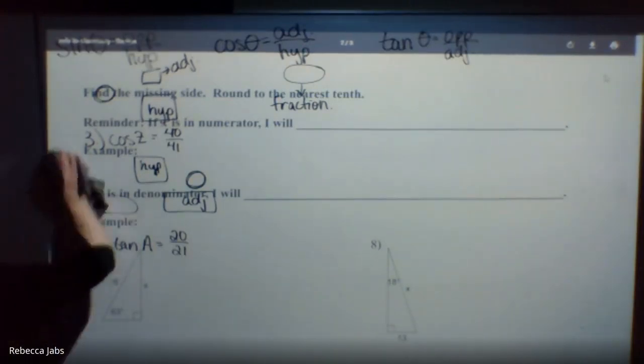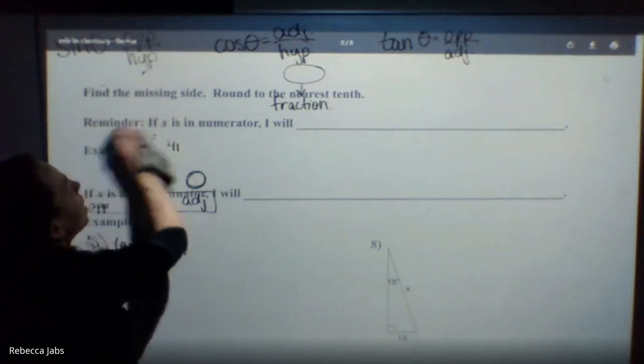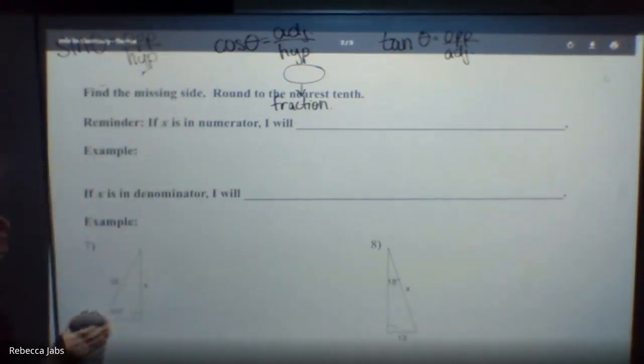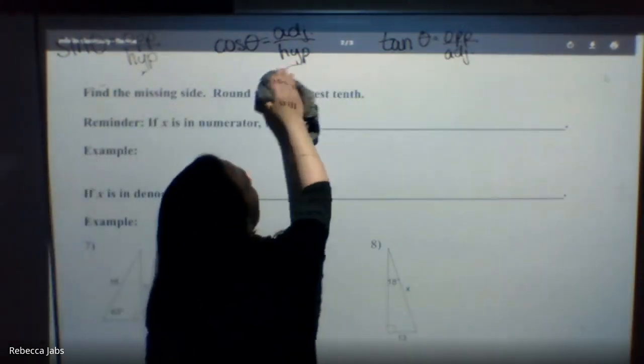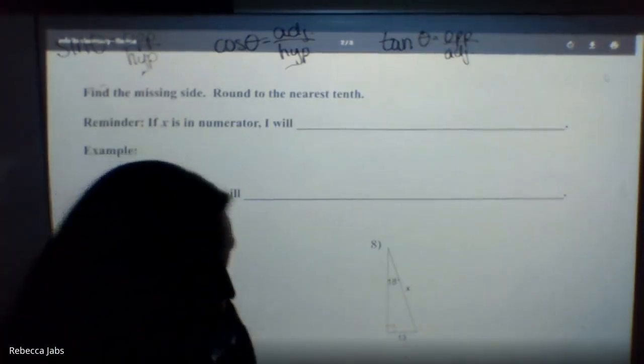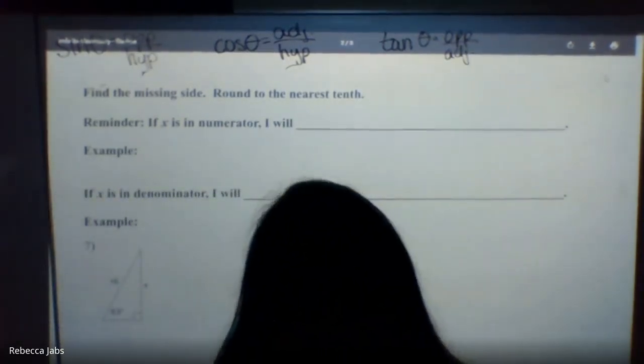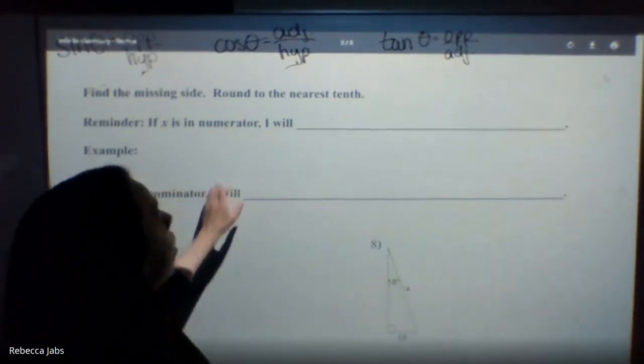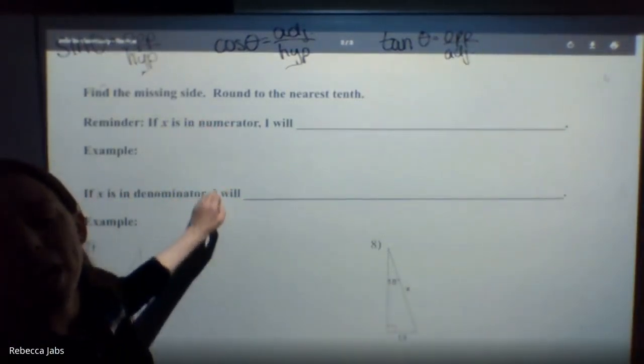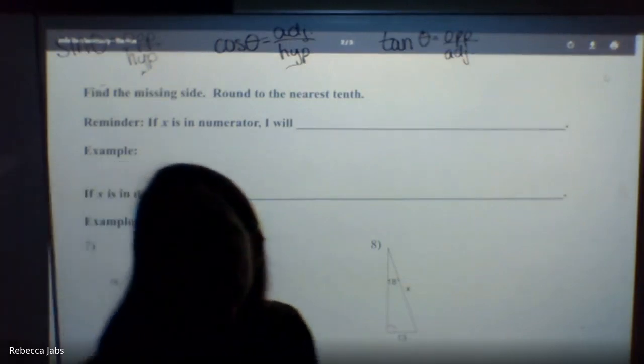I am going to leave my SOHCAHTOA at the top of the board because we still need to be using that. But ladies and gentlemen, I would very, very, very strongly recommend writing down these 2 fill in the blanks right here with some examples of what the problems look like.